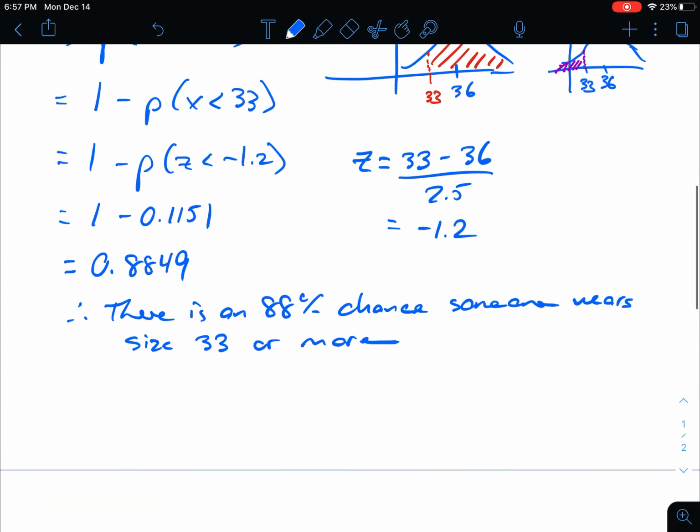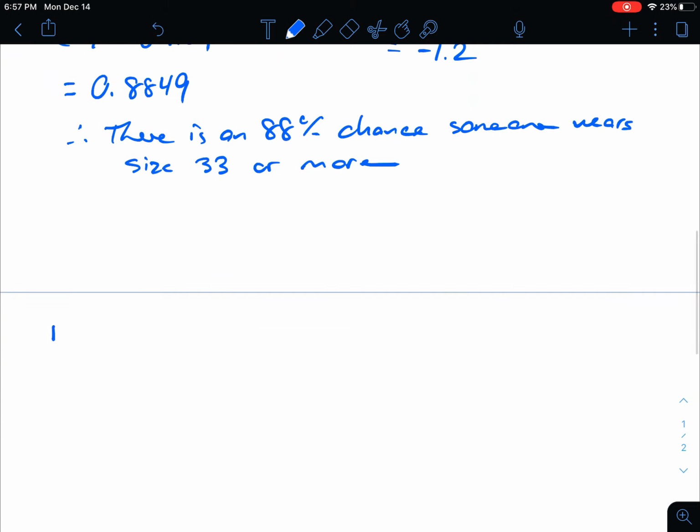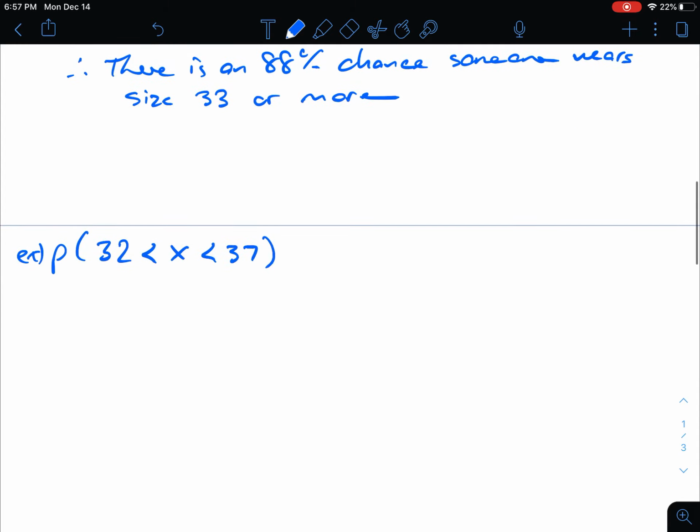Now, one last example. So let's say I want to do a range. The last example would be, let's say I want to know what is the probability of someone wearing between a 32 and a 37. So the way I'm going to write it is I'm going to say 32 is going to be less than x, which is less than 37. So I want to solve that. What I want to know is basically what's the probability that someone wears between 32 and 37.